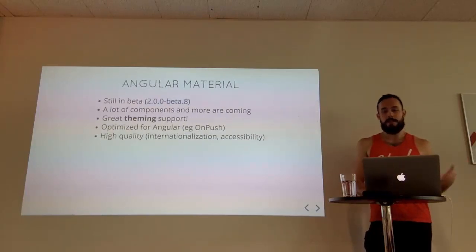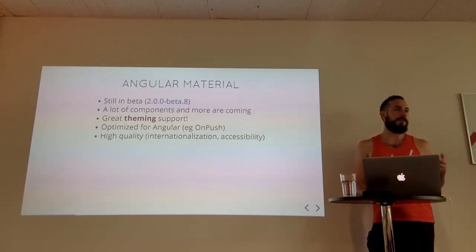The library is Angular Material. It's the official component library, which is also developed, I think, by parts of the Angular core team. Currently it's still in beta, version 2.0.0-beta.8. It has most of the components you usually need when developing applications: buttons, selects, sliders, toggle buttons, overlays, whatever it is. Whenever you develop an application, it's pretty common that you will need these kinds of components.